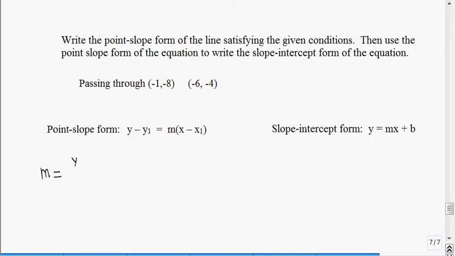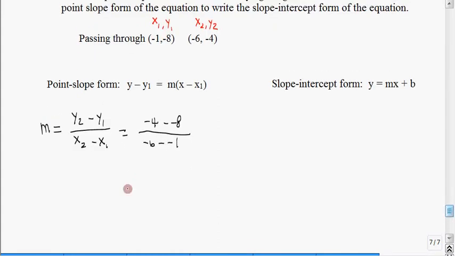The slope is y2 minus y1 over x2 minus x1. So we just have to decide which one is x1, y1 and which one is x2, y2. Well, let's call this guy x1, y1, and this one is x2, y2. You could label them the other way around, and it won't make a bit of difference. So let's see what we get. y2 minus y1 is negative 4 minus a negative 8. x2 minus x1 is negative 6 minus a negative 1.